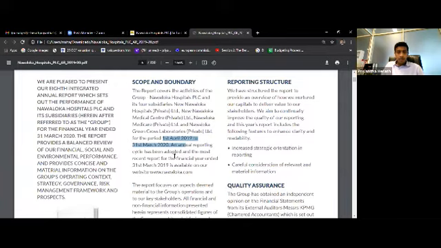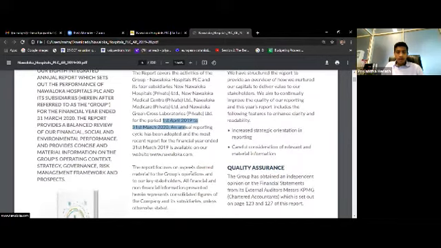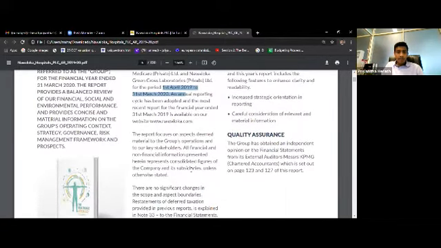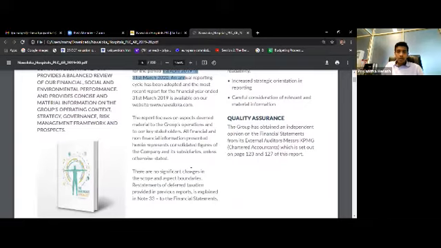An annual reporting cycle has been adopted. The most recent report for the financial year ended 31st 2019 is available on our website, right? And then the report focuses on aspects deemed material to the group operations and to our stakeholders. Can you remember the materiality concept we discussed? One accounting concept called materiality: all material transactions should be recorded in preparing financial statements. When you prepare financial statements, you can't omit material transactions.